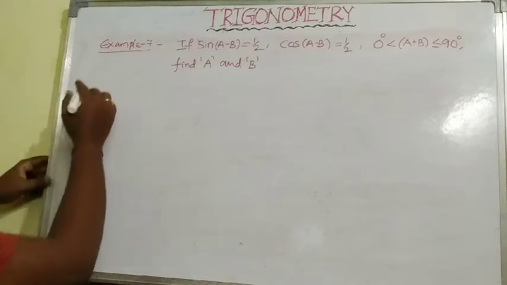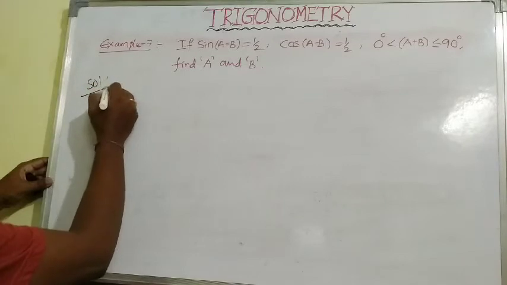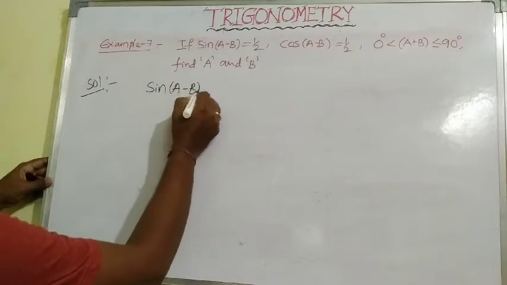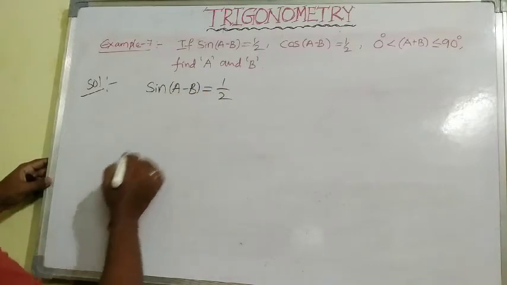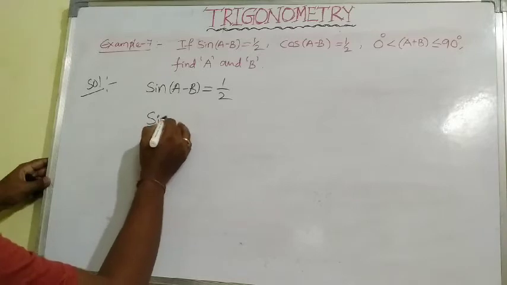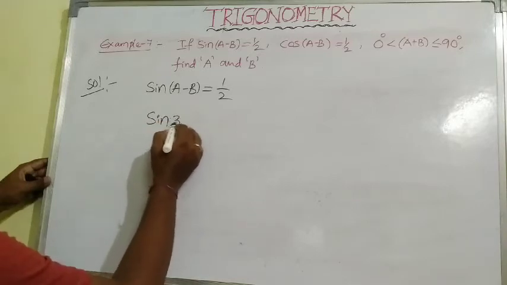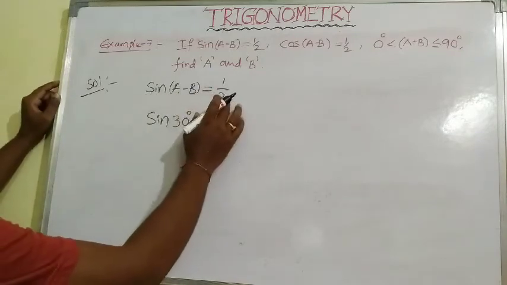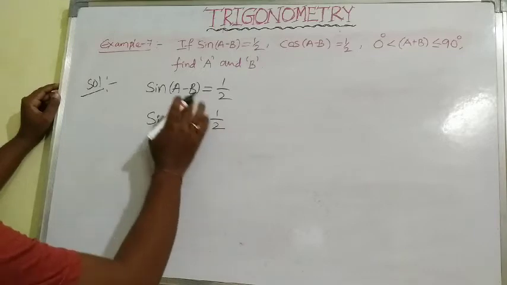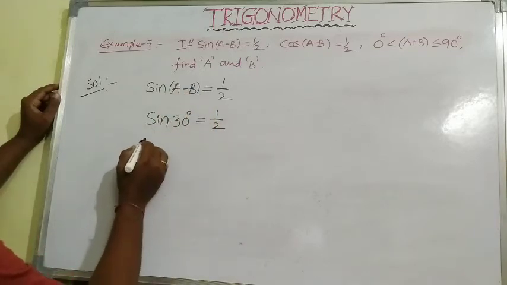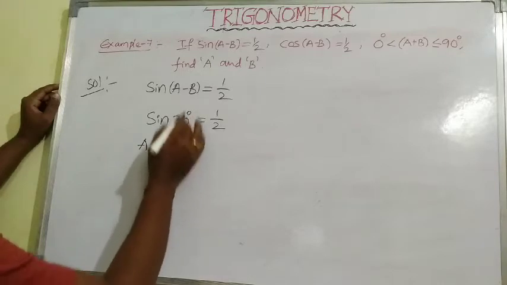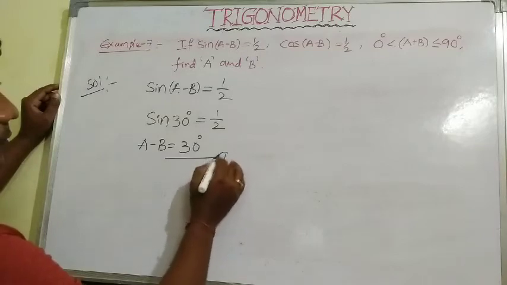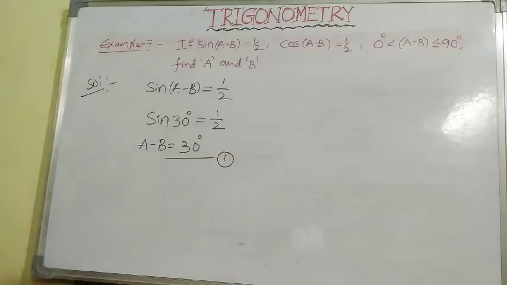So the solution: first, the given values. Sin(a minus b) value is given, that is 1 by 2. But already we know from the trigonometric ratio values that sin 30 degrees is 1 by 2. So sin(a minus b) is 1 by 2, and sin 30 is also 1 by 2. That means a minus b should equal 30 degrees. Make this equation number 1.